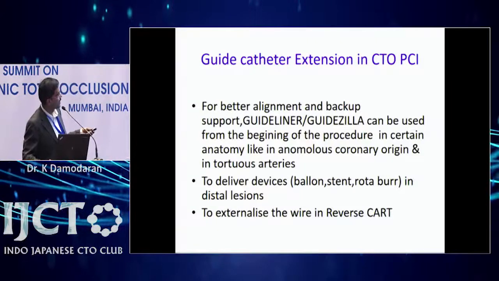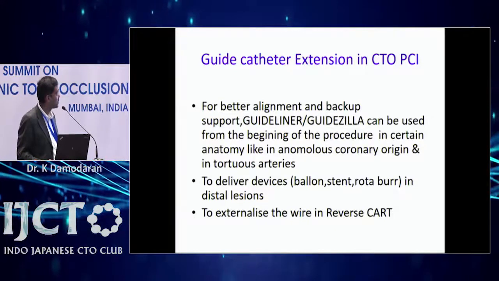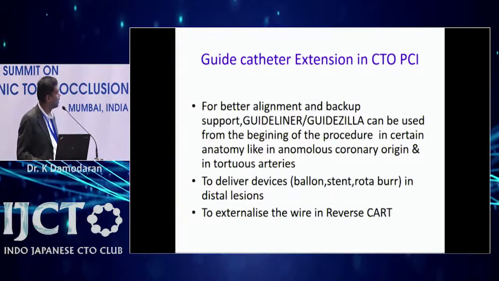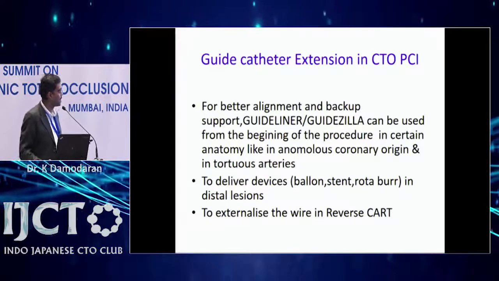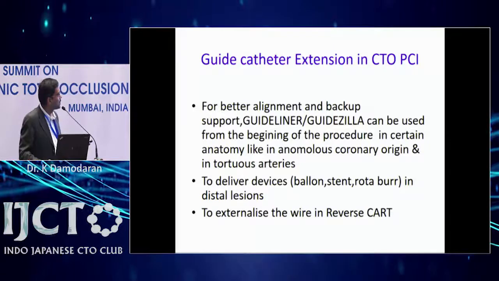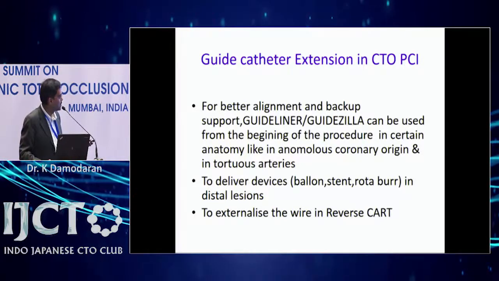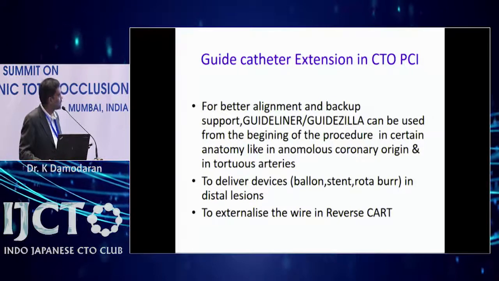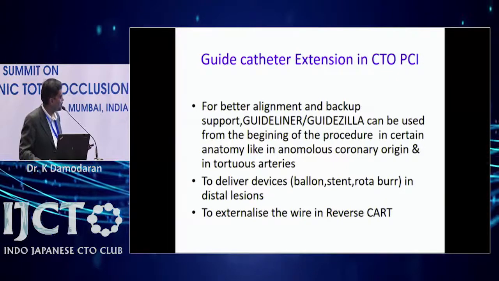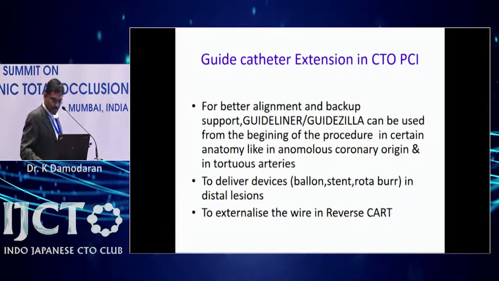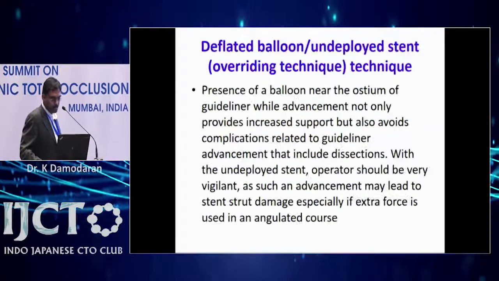Just to mention about the guiding catheter extension. The guiding catheter extension can also be done through supporting catheters like Guideliner and Guidezilla. This is especially useful in difficult anatomy like anomalous origin coronary artery with a CTO, or in a CTO with a tortuous proximal segment. If you want to take the devices into the distal lesion also, we need this Guidezilla. Sometimes it may be useful to deliver devices, even Rotablator, through the Guidezilla. And in contemporary reverse CART, we can externalize the wire using a Guideliner or a Guidezilla. The techniques, I don't need to go into that.